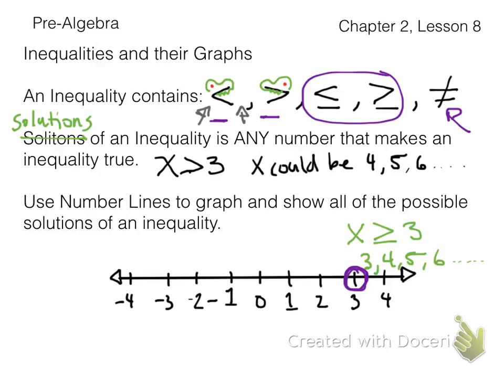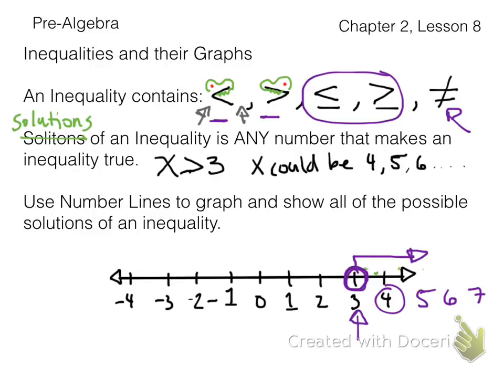So to show all of the numbers that are a solution for x is greater than 3, I'm going to have an arrow going over all of the numbers that it could be. Because 4 could be a solution, 5 could be a solution, 6 could be a solution, 7, 8, and so on. But because it doesn't include 3, I'm using an open circle.